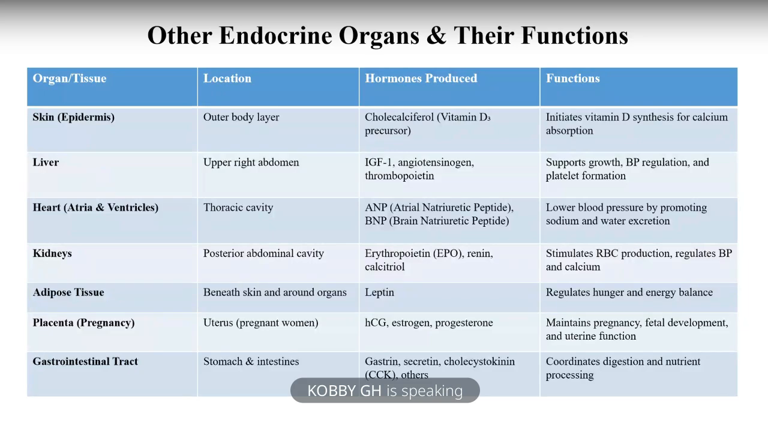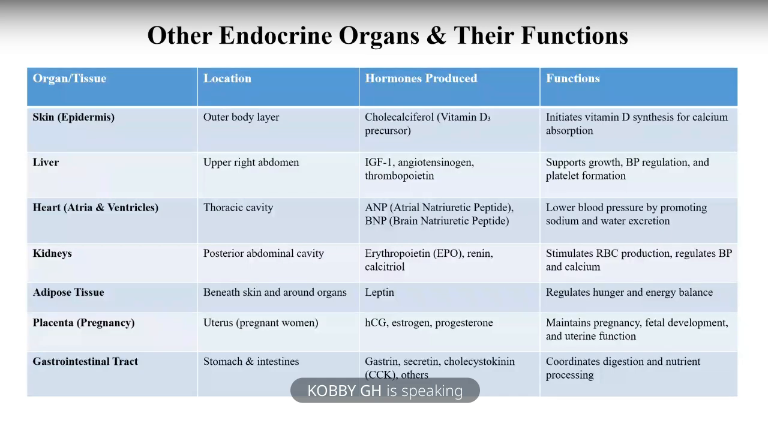Then the heart produces the atrial natriuretic peptide and then the brain natriuretic peptide. The kidney also produces erythropoietin, renin, and calcitriol. And you know, all these chemicals, before they go and work, are released into the blood. Then we have adipose tissues. They produce leptin. Then we have the placenta. Placenta produces the human chorionic gonadotropin. It also produces some amount of estrogen and progesterone.